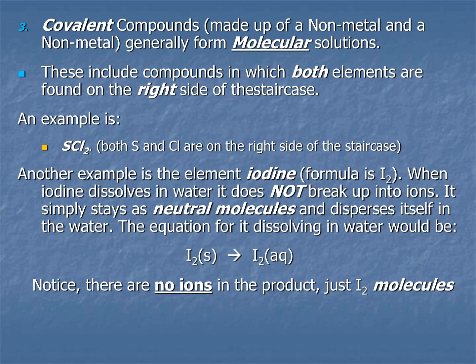When it dissolves in water, it does not break apart into ions. It simply stays as neutral molecules and disperses itself in the water. The equation for it dissolving in water would be, I have my diatomic molecule as a solid becoming diatomic aqueous. Notice there are no ions in the products, just I2 molecules.